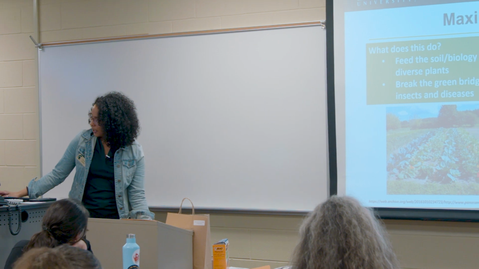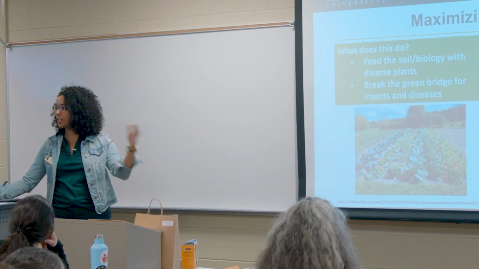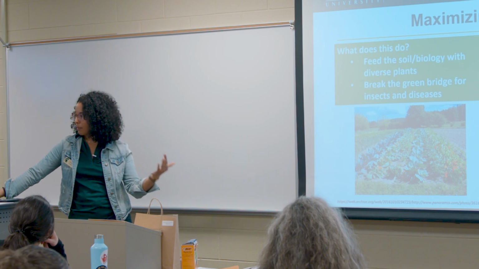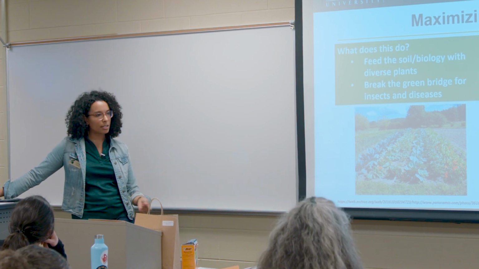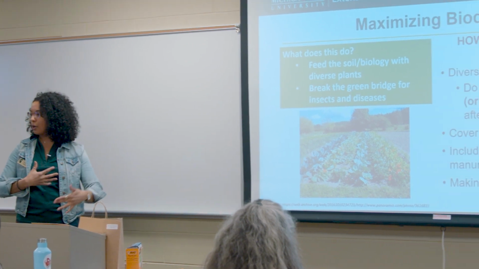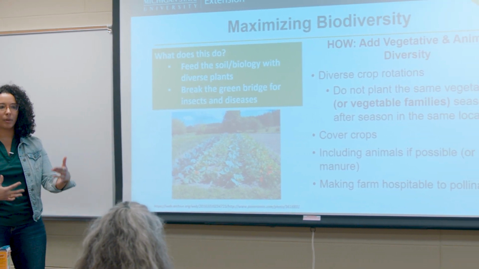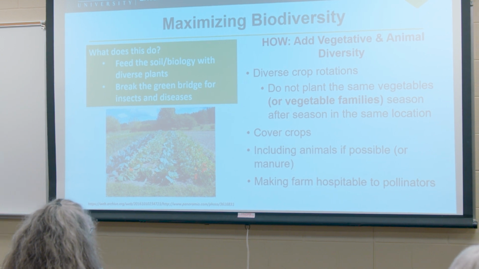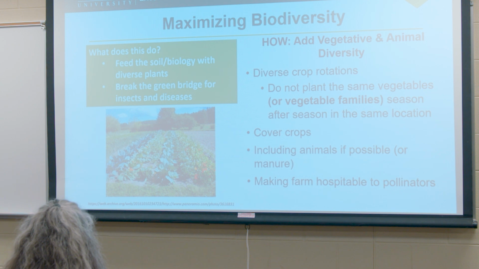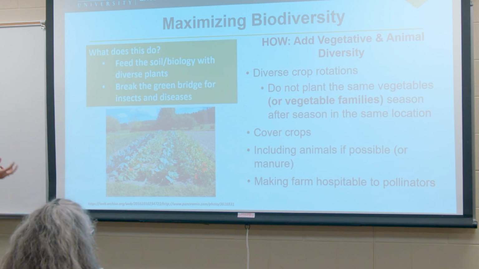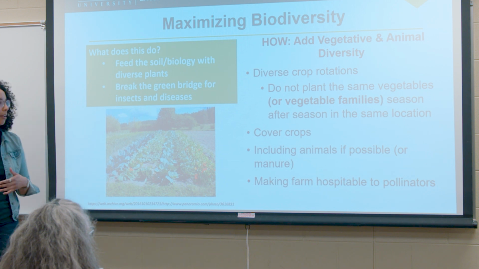Maximizing biodiversity. So how are we doing that? Adding vegetative and animal diversity. So what does this do? We're feeding the soil and the biology with diverse plants, diverse root systems, and then we're also breaking the green bridge for insects and diseases. That is so important. When we are focused on one family of plants year after year or in the same area, we're making our plants and our crops more vulnerable to the same diseases, the same pests. So rotating out that can really help not only in soil health, but overall crop health.